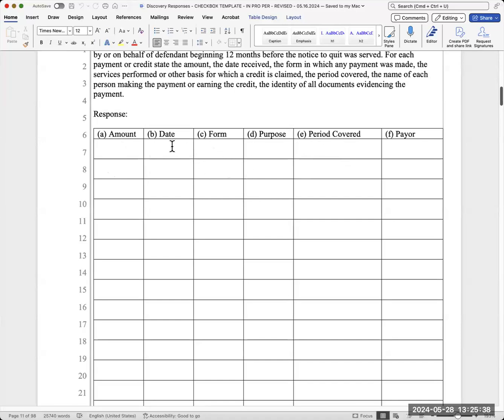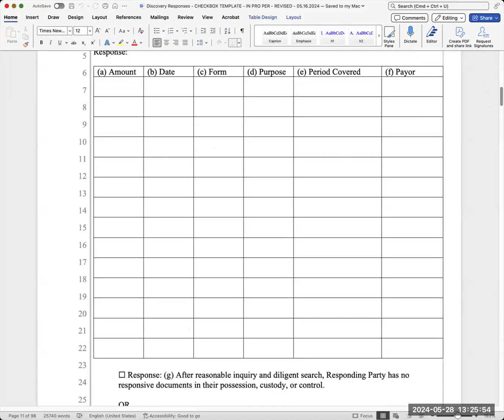Maybe the form is the same, but the dates would be different because you made payments on different dates, and the amounts may be different, unless you paid half and half. But the total is one month's rent. And you're going to do that for 12 months prior.